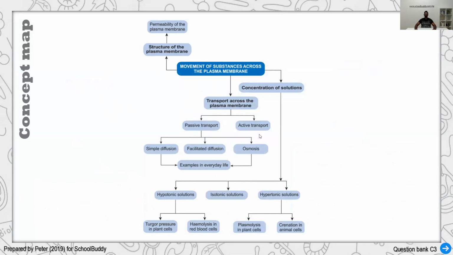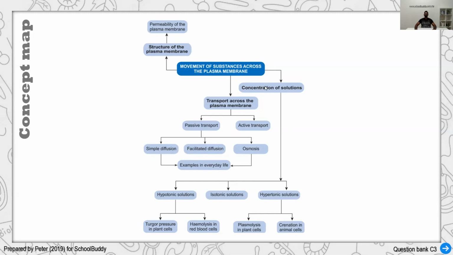Passive means no energy. Active will require energy. It can be simple diffusion through the phospholipid bilayer. Facilitated diffusion requires certain carrier proteins, and we have osmosis, where water goes in and out of the cells. We see that different materials are going in and out of the cell, and it's involved in everyday life processes.